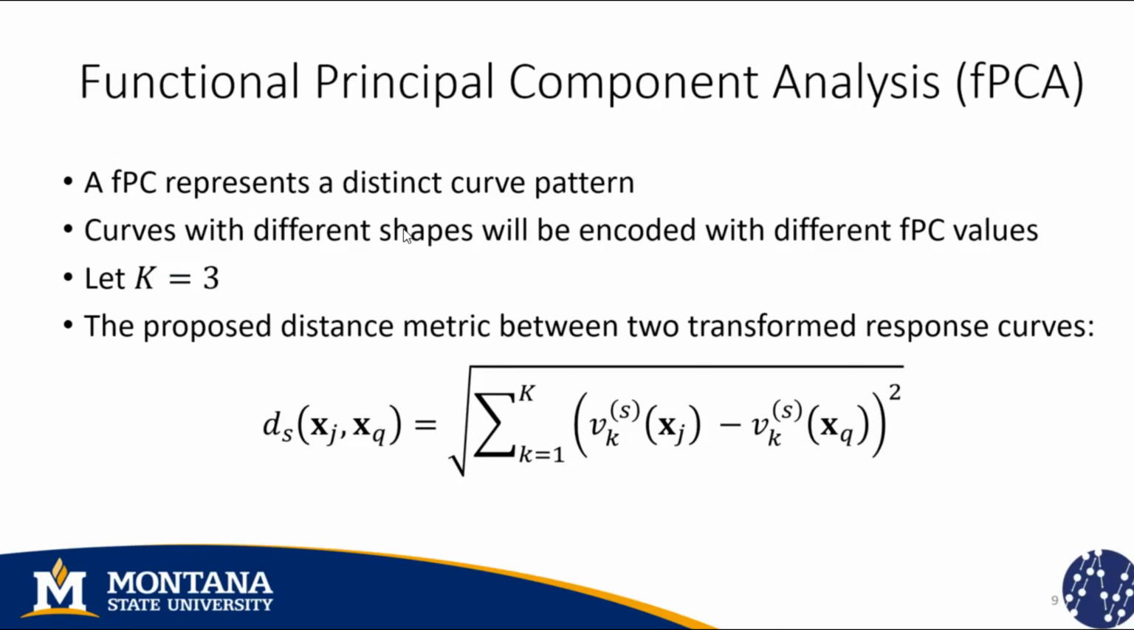In this work, we used 3 components because they were sufficient to explain at least 99.5% of the variance of the datasets that we used in our experiments. Therefore, the distance metric that we proposed, d sub s between samples xj and xq, is the Euclidean distance of the transform curves in the transform space.